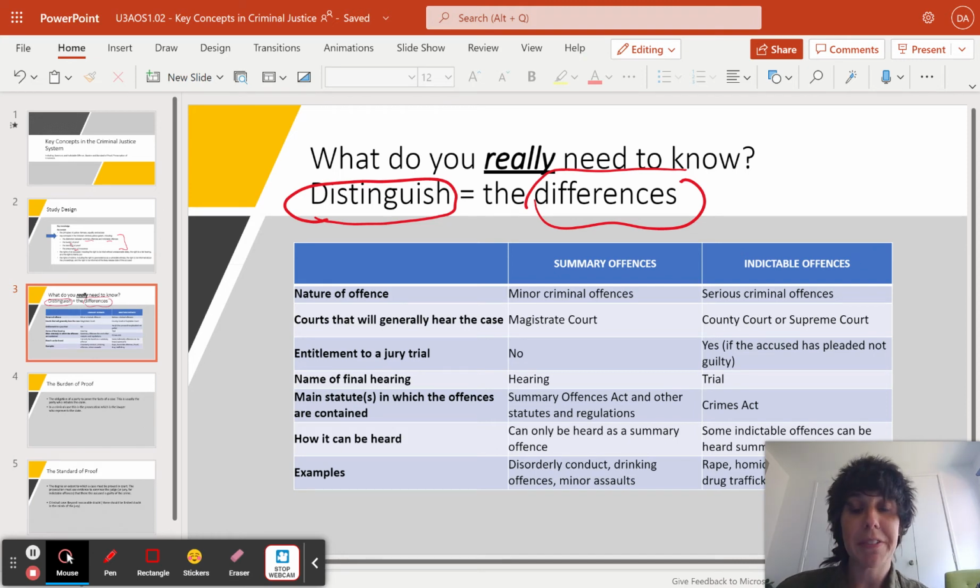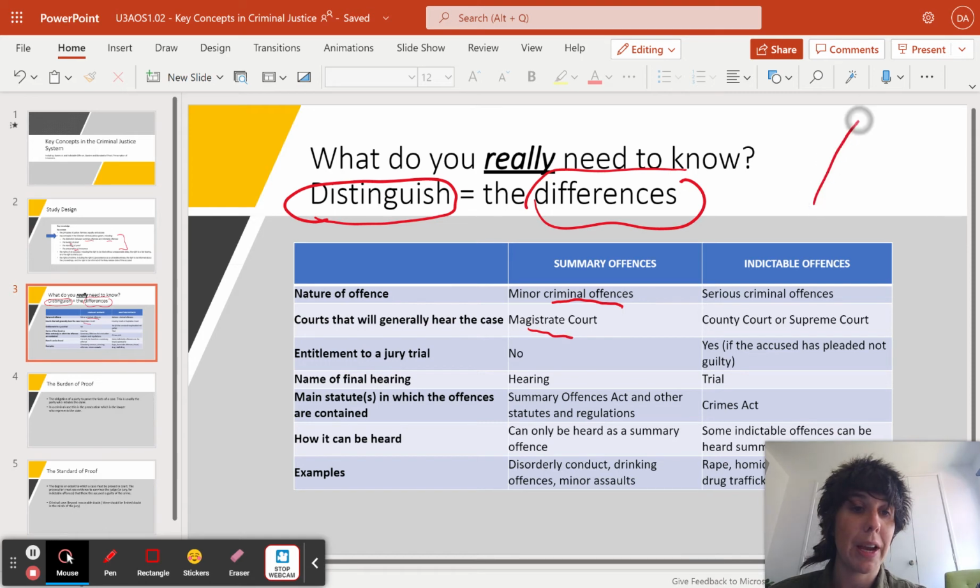So a summary offence is defined as a minor crime or a minor criminal offence. Okay, so that's the kind of stuff that you guys might do: graffiti, disorderly conduct, drinking offences, things like that. So they're relatively minor crimes. They are heard in the magistrate's court.